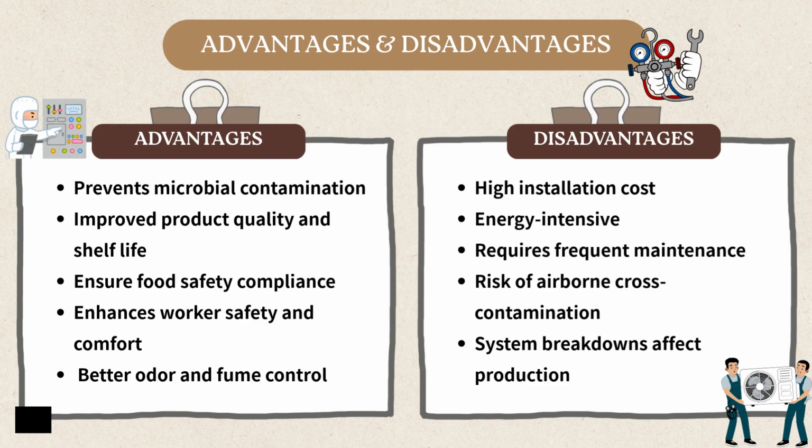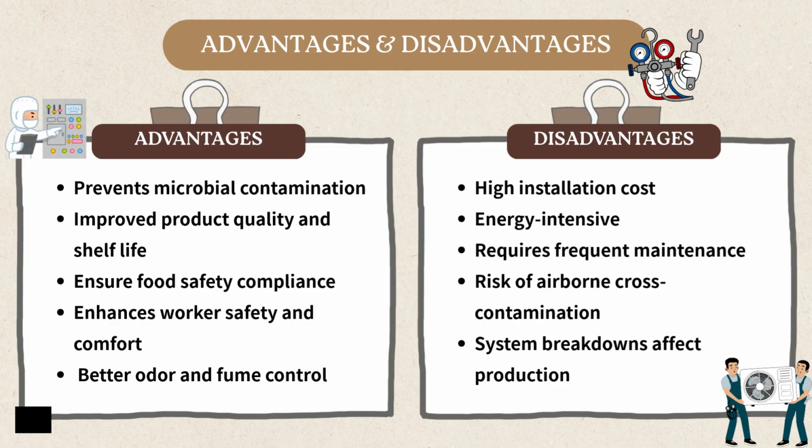Next, they also require frequent maintenance. Filter needs to be replaced to prevent it from clogging quickly due to food particles and also moisture. Besides, ducts also need to be cleaned and regular servicing is needed to prevent contamination. Another disadvantage is the risk of airborne cross-contamination. If the system is not properly designed or clean, it may spread dust or microbes from one area to another.